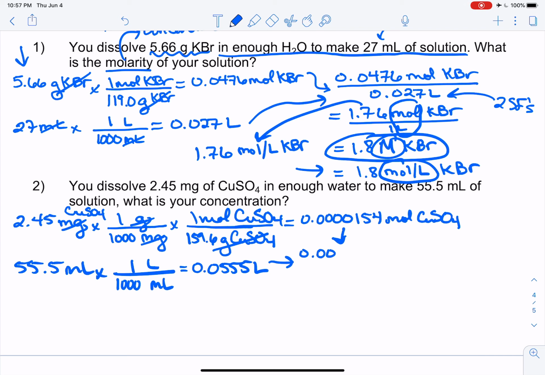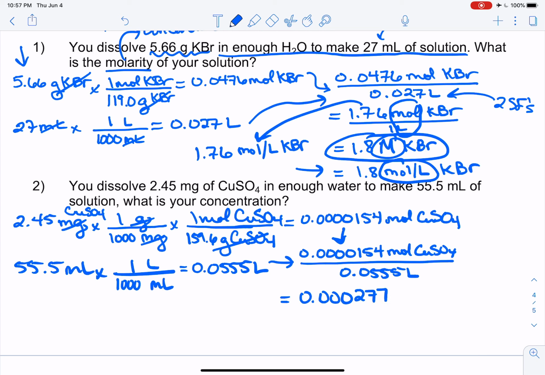So we have 0.000154 moles of copper 2 sulfate divided by 0.0555 liters. And what we're going to get with 3 sig figs on the top and 3 sig figs on the bottom is 0.000277.